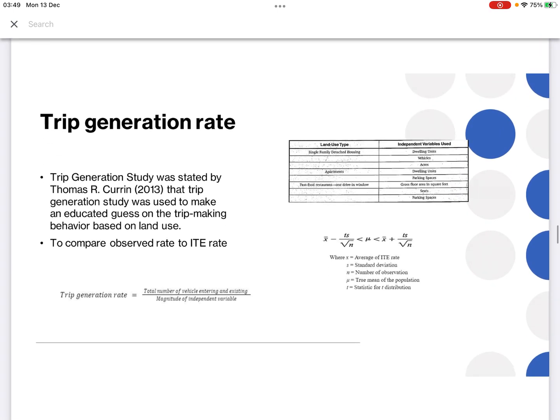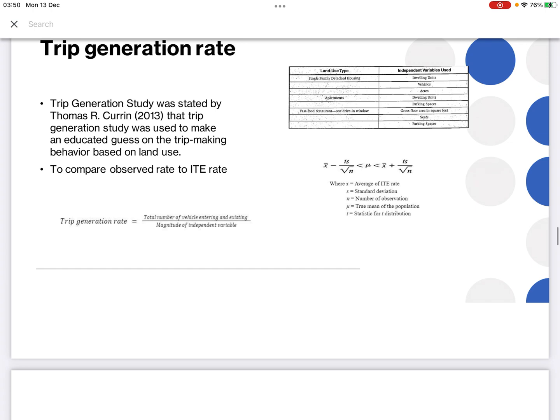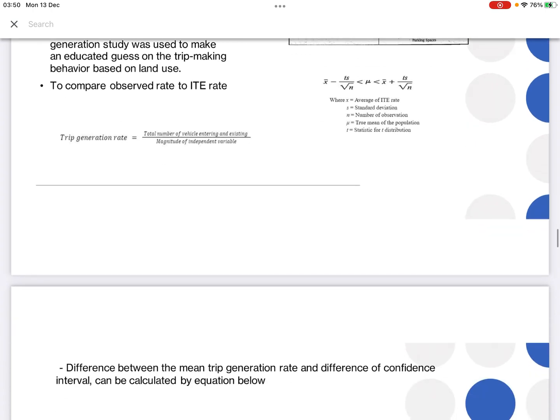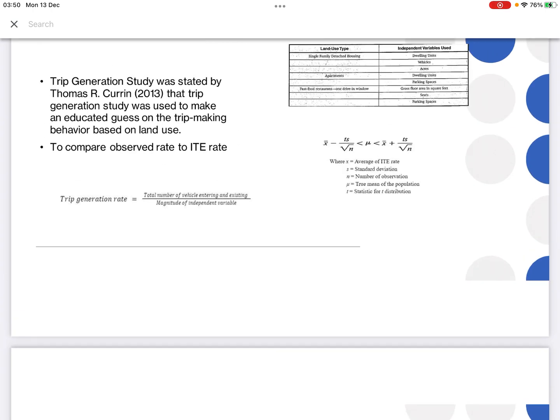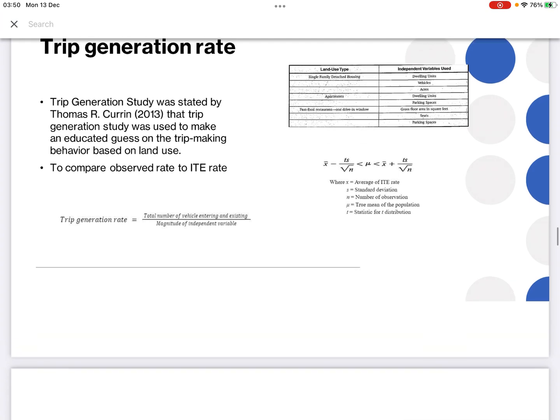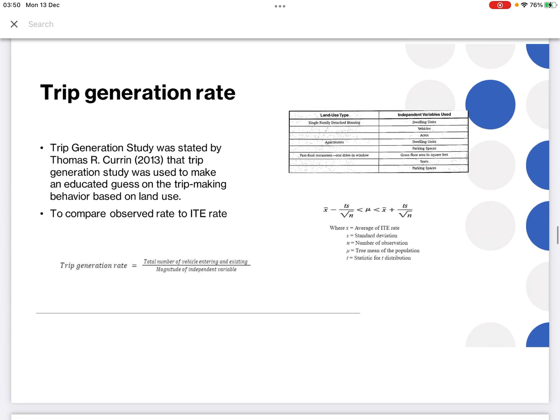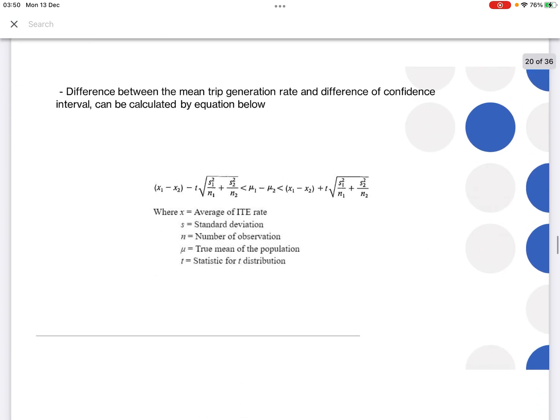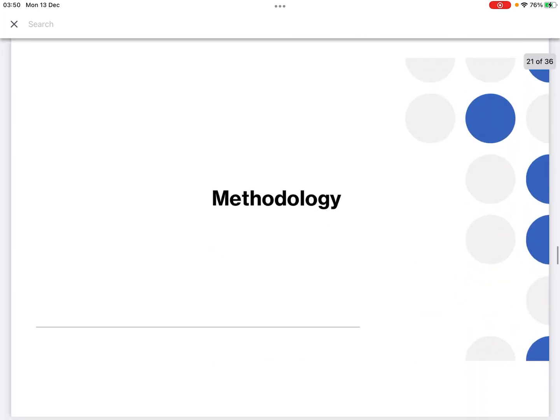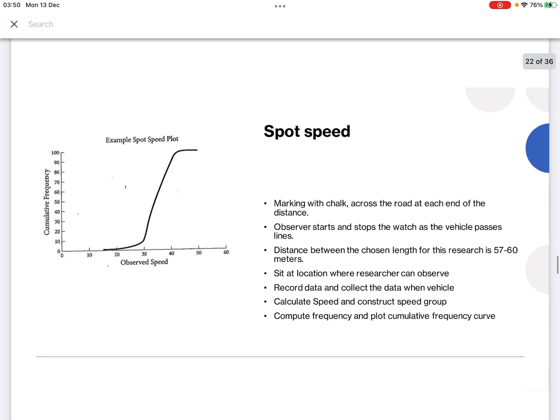Trip generation rate. It was stated by Curran that trip generation is used to make an educated guess on trip-making behavior based on land use, based on the ITE standard rate. Trip generation was calculated with this equation. So we can find the difference between the mean trip generation rate, and the difference of the confidence interval can be calculated by this equation. Methodology, spot speed.